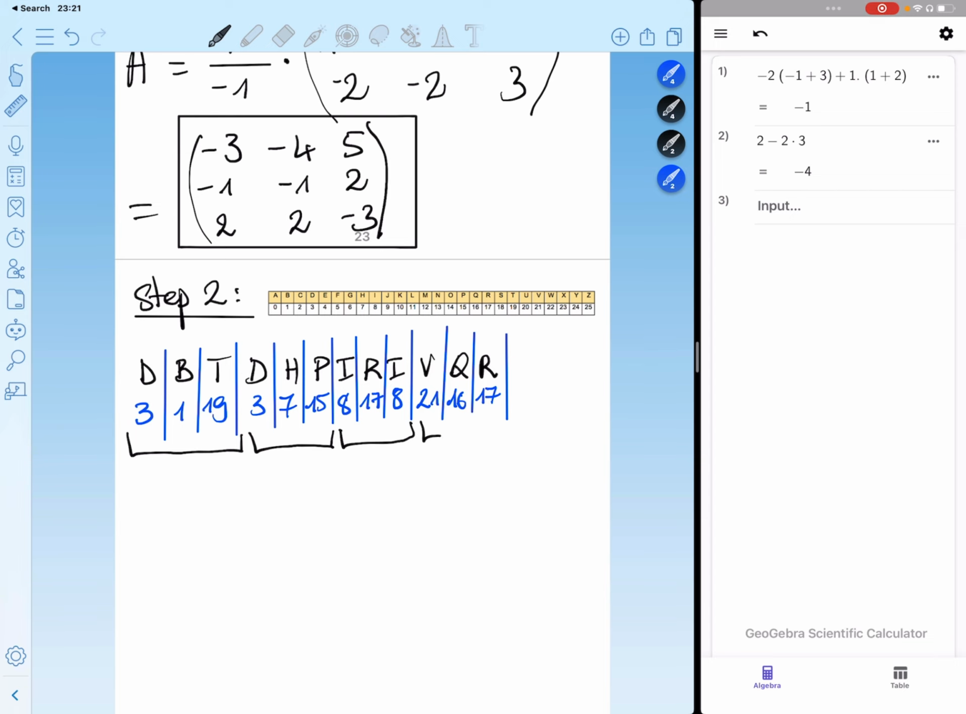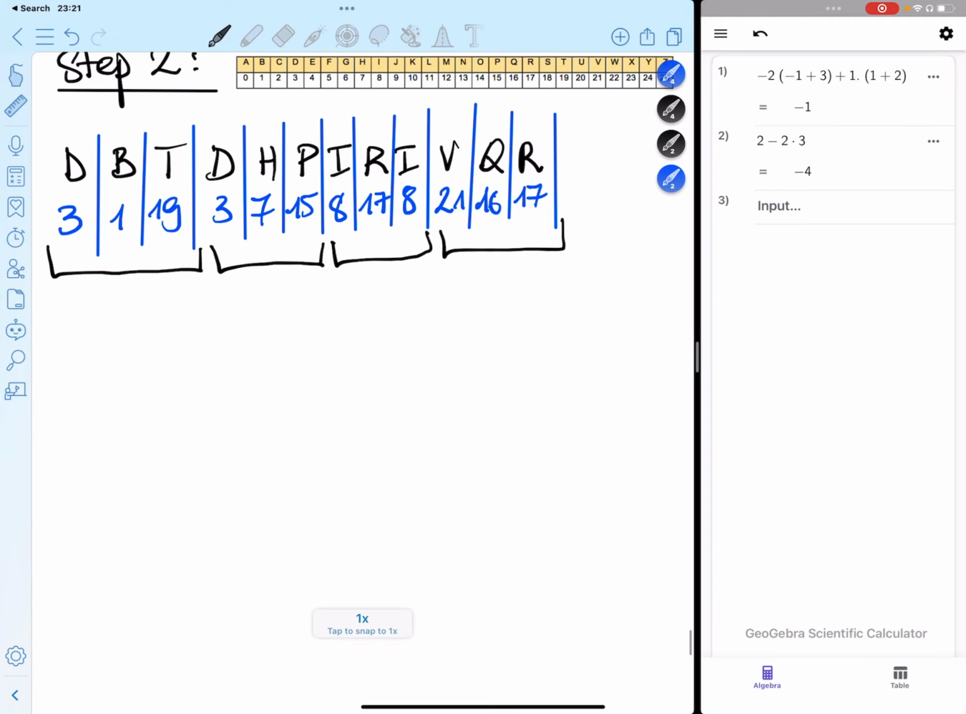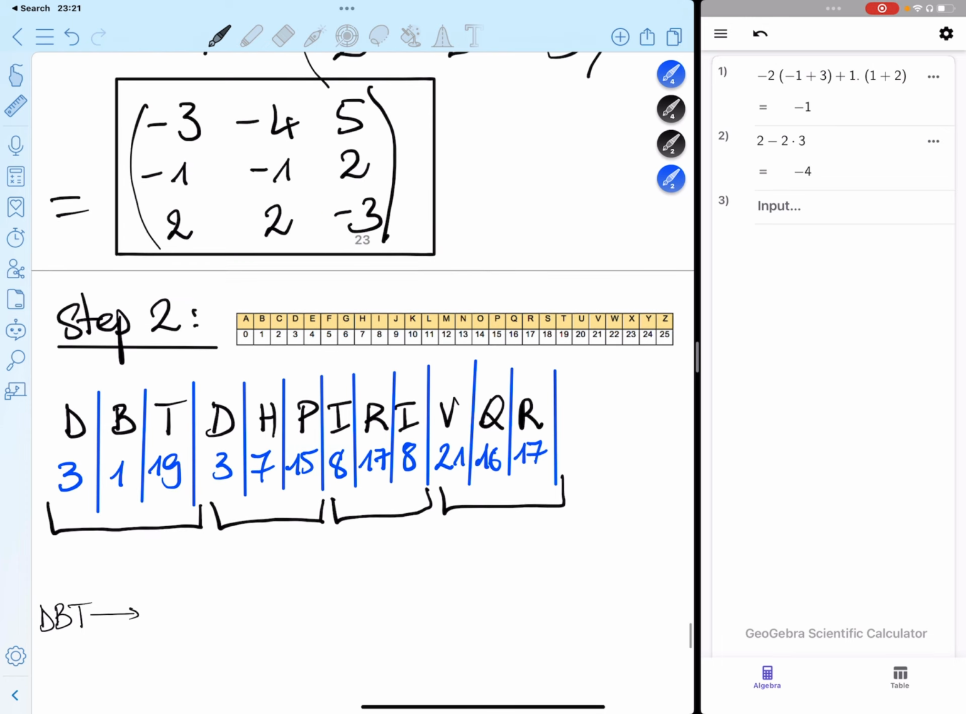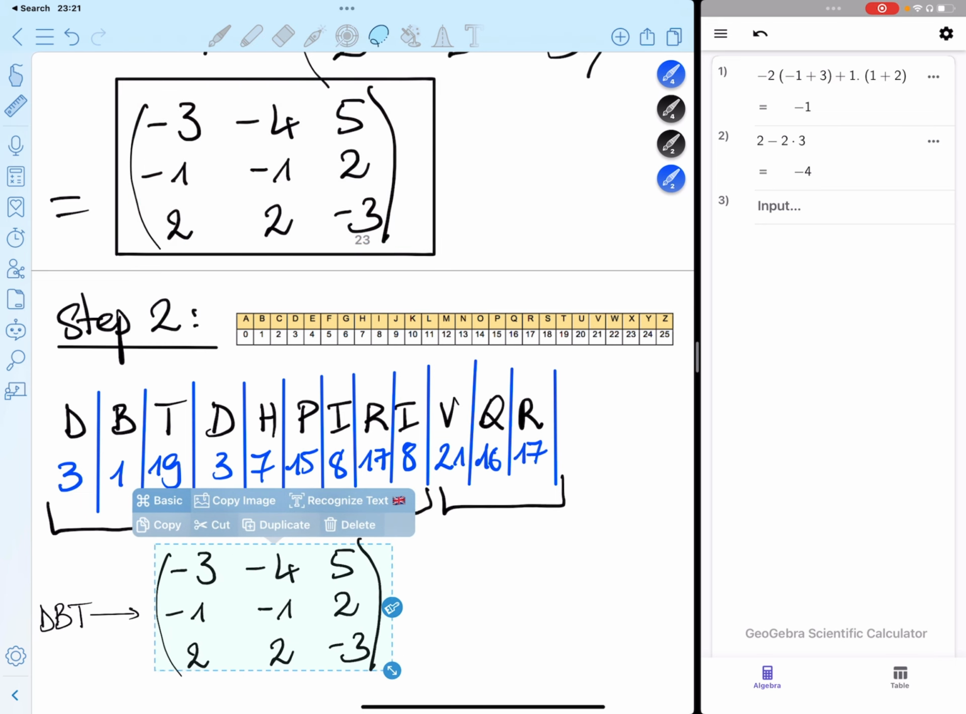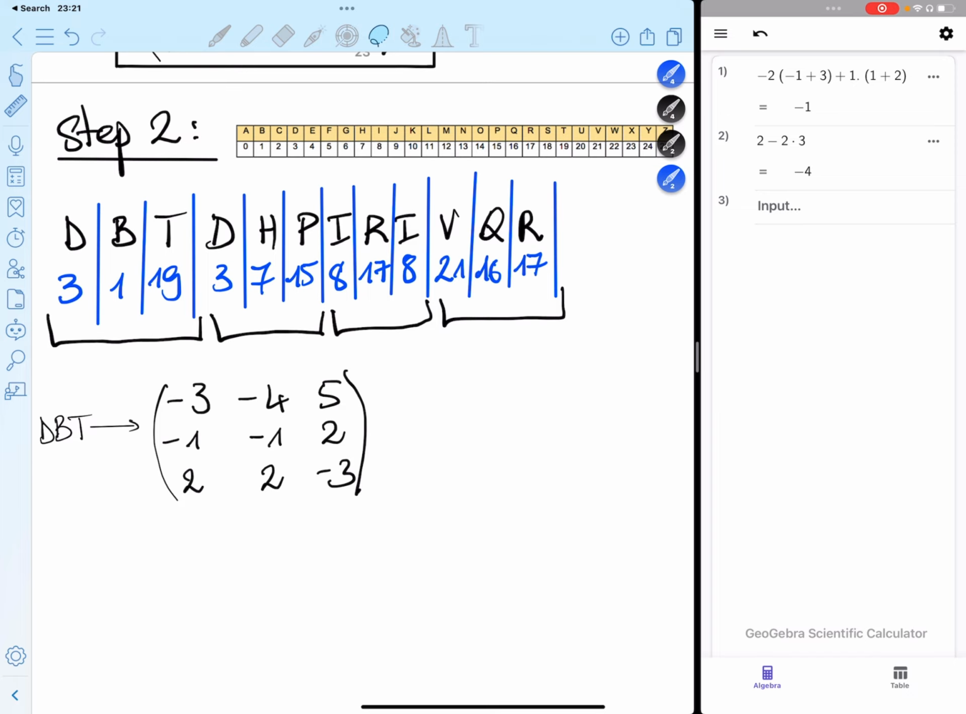So I'm gonna decrypt first DBT, right? How I'm gonna decrypt it is gonna be the product between my key, which is the A inverse, which is the matrix to decrypt the message. I'm going to take the product between that and this column matrix where the entries are going to be 3, 1, 19, right? So 3, 1, 19.